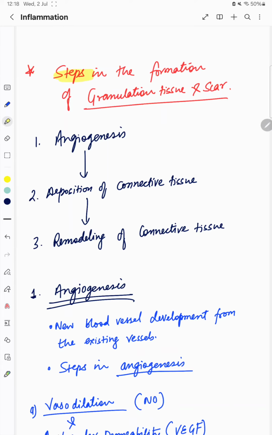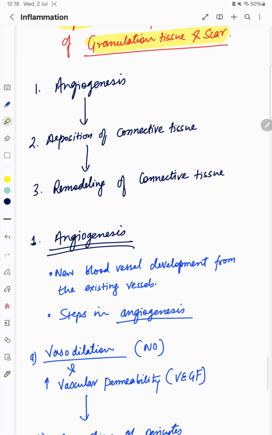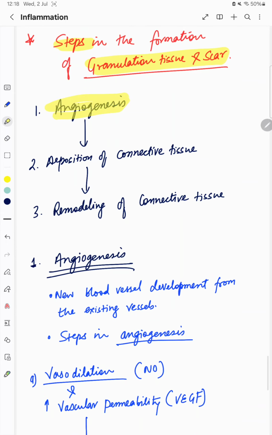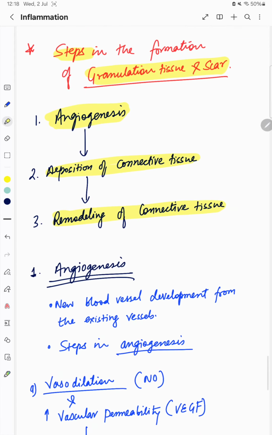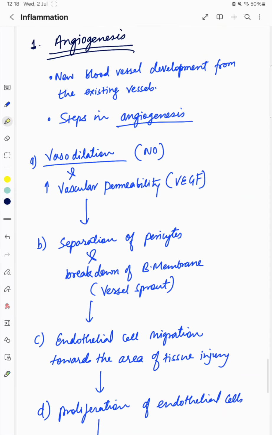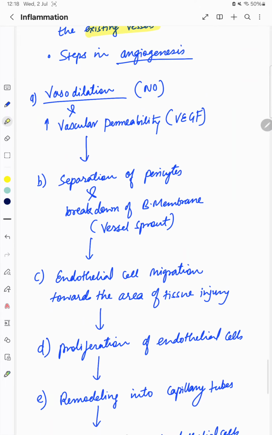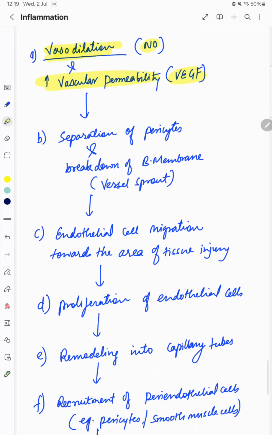The steps involved in the formation of granulation tissue and scar: first is angiogenesis, the synthesis of blood vessels. Second is deposition of connective tissue, and third is remodeling of that deposited connective tissue. So we will discuss them one by one. First is angiogenesis, the development of new blood vessels from existing blood vessels. There are some steps in angiogenesis. First there will be vasodilation and increased vascular permeability. Vasodilation is mediated by nitric oxide, and increased vascular permeability is due to VEGF, vascular endothelial growth factor.